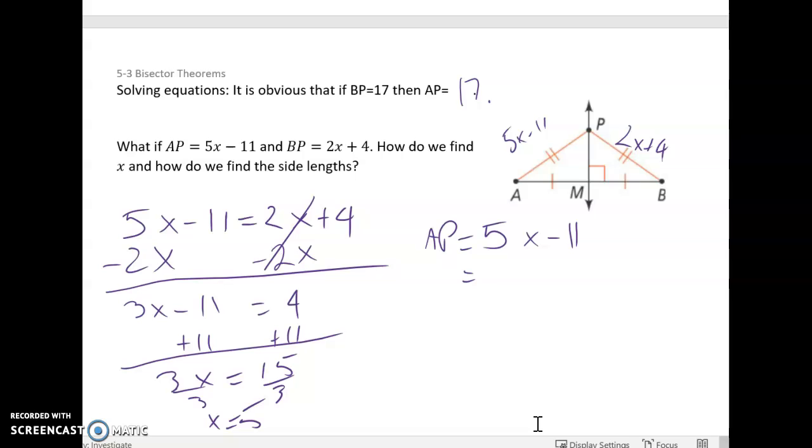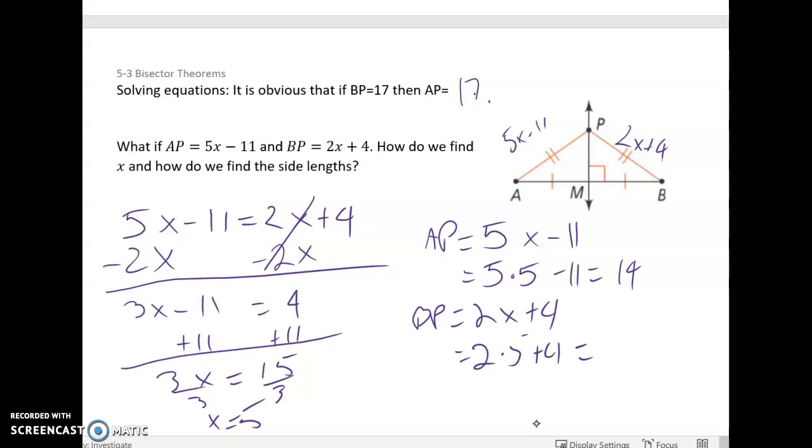If I replace x with 5, that would be 5 times 5 minus 11, which would be 25 minus 11, which would be 14. Or I can write BP equals 2x plus 4, right? So that would be 2 times 5 plus 4, which is 10 plus 4, which is also 14. So you can see by setting up an equation and solving it, I'm able to determine that x is equal to 5 and that the side lengths are equal to 14.